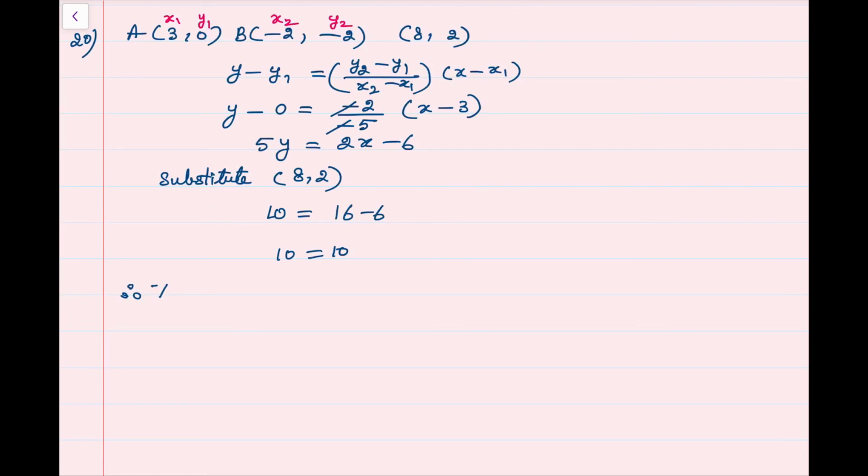Therefore, the line passes through (8, 2). Therefore, the 3 points are collinear.